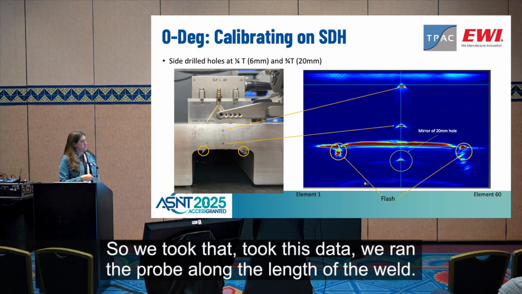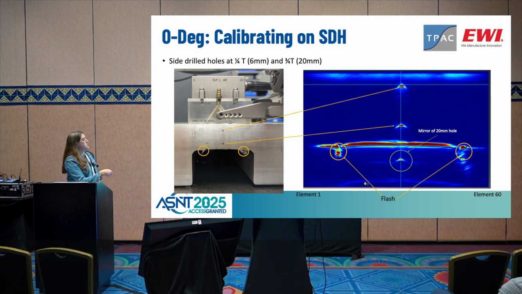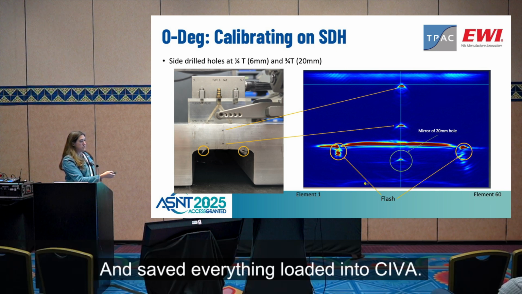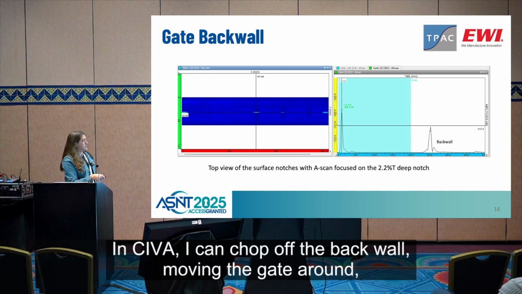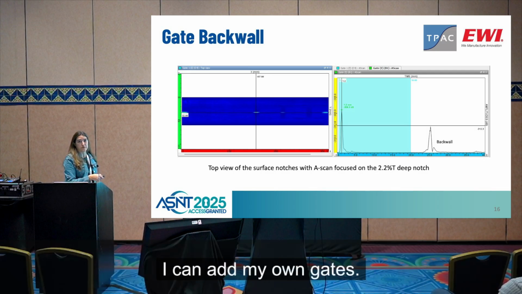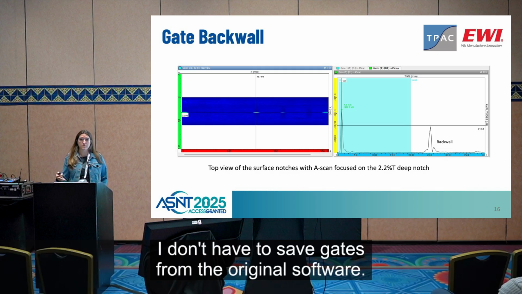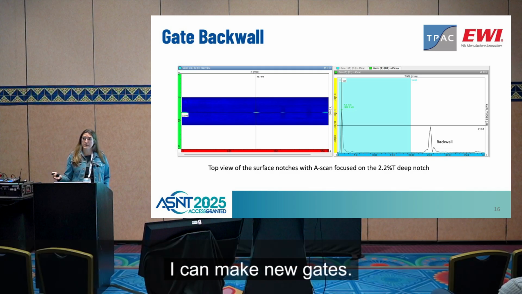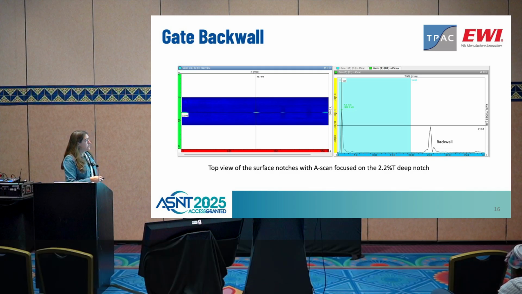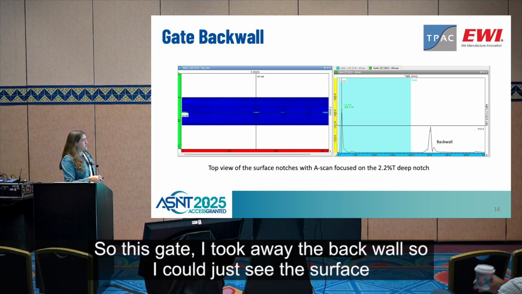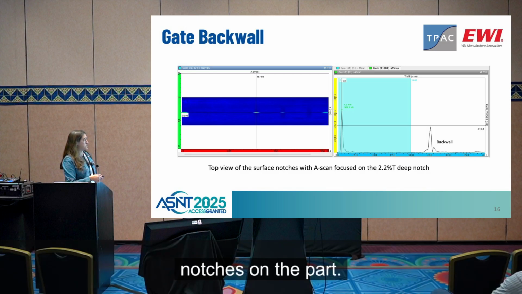So we took this data, we ran the probe along the length of the weld, and saved everything, loaded into CIVA. In CIVA, I can chop off the back wall, moving the gate around. I can add my own gates. I don't have to save gates from the original software. I can make new gates. So this gate, I took away the back wall so I could just see the surface notches on the part.